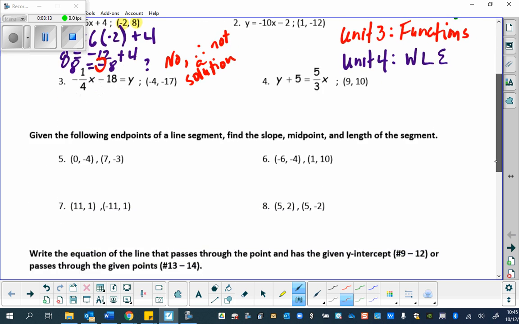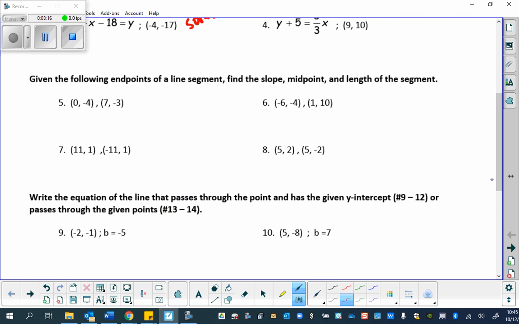When we get to the next point, we talk about, given the following endpoints, find the midpoint, slope, and length of the segment. And that takes us back to our big three equations, because if I have two ordered pairs, I can talk about x1 and y1. I can talk about x2 and y2. And by looking at these, I can come up with 3 different conversations about these ordered pairs. Getting a piece of graph paper and knowing where these coordinates are is very helpful.